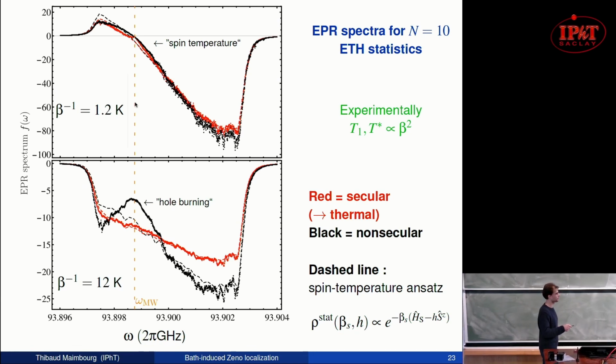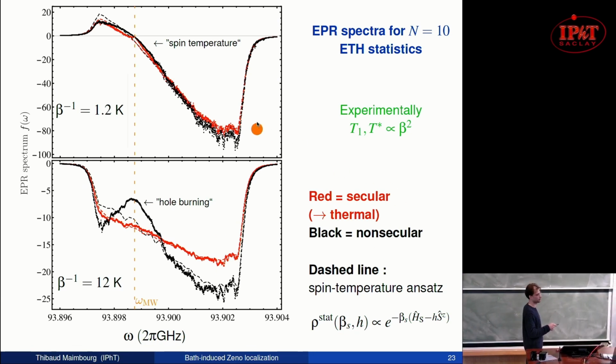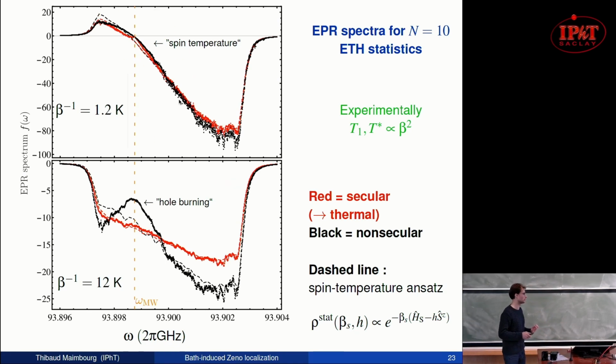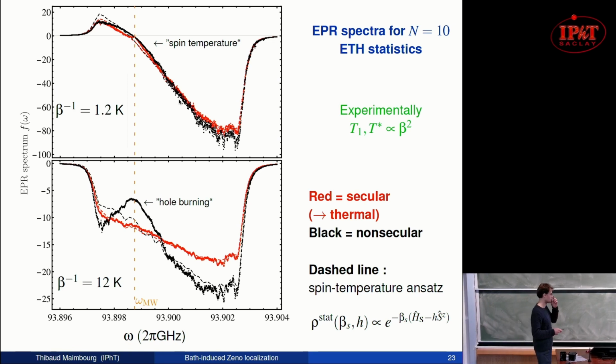And this doesn't change if I do the secular approximation or the non-secular dynamics. You see, you get basically the same result. Okay. And now I put a factor 10 in temperature, so I go to 12 Kelvin.